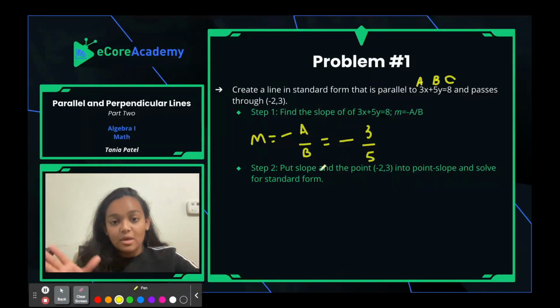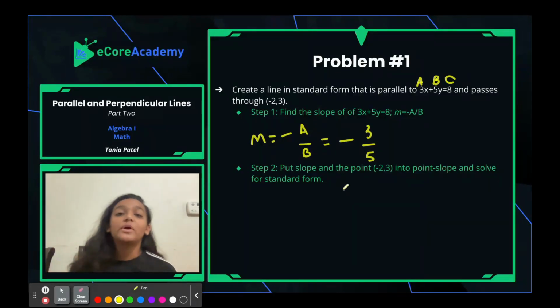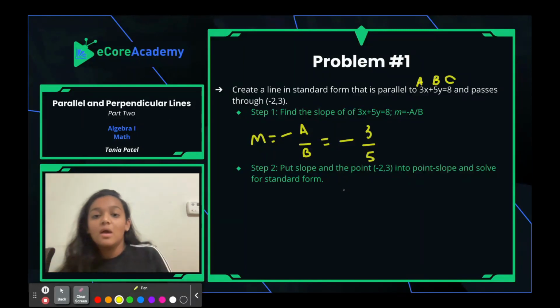But for this case, we know that the slope for the other parallel line is going to be the same as the original equation's line, and therefore the m value is going to be -3/5. We know that the point-slope form is y minus y1 equals m times x minus x1. There's a whole video on it if you need to refresh on the point-slope form.